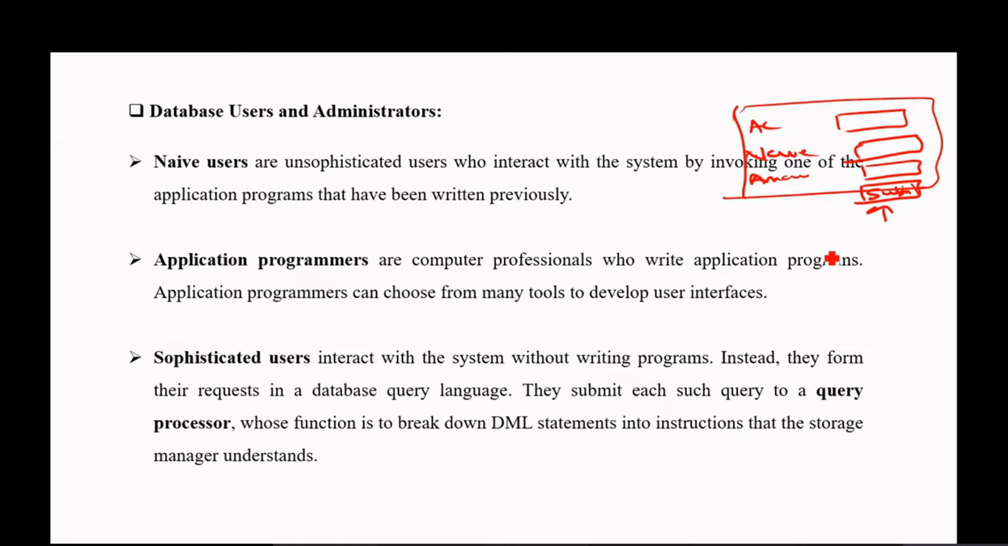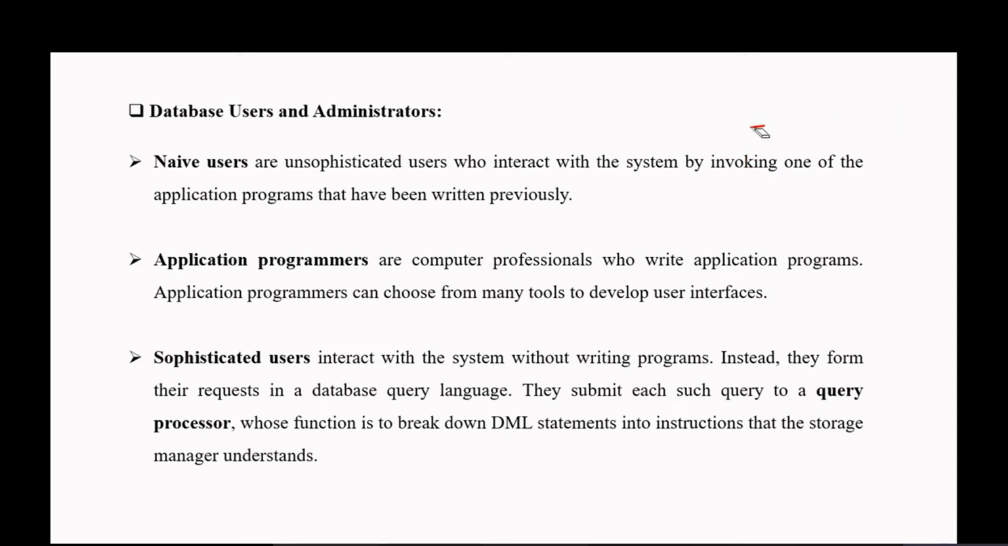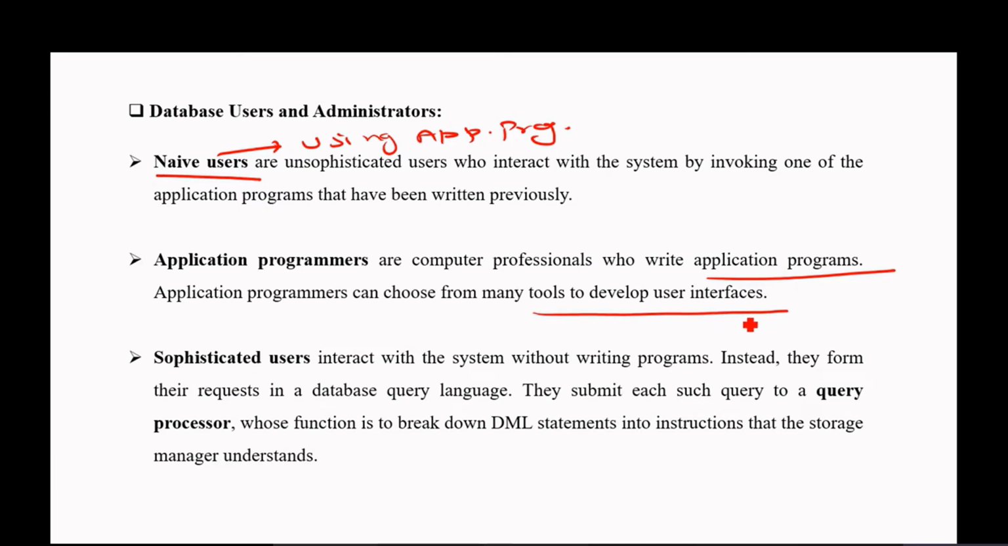We call such types of users unsophisticated users, or naive users, those who are not technically sound. Then coming to the computer professionals, those who can write the application programs. Naive users interact with the database by using application programs. Definitely there are some technocrats who can write these application programs for the naive users, but these application programs again use some tools to develop user interfaces.